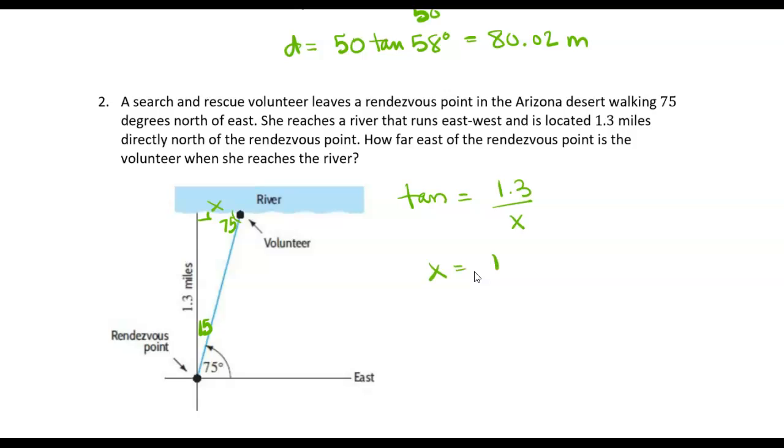So x is equal to 1.3 over the tangent of, oops, I forgot 75 degrees. All right, let's fix that. All right, 75 degrees. Okay, tangent 75 degrees. All right, put that in my calculator. I get 0.348 miles. Okay. And we got one more here.